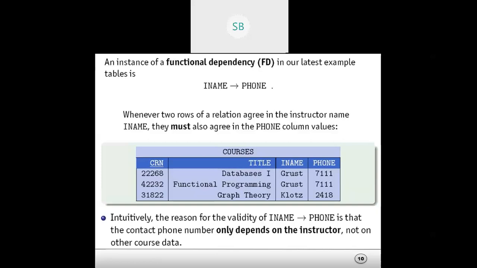Since I am teaching 4 different subjects, it doesn't mean I have to have 4 different phone numbers, right? My phone number will be the same, and it will be dependent on my name. It will not be dependent on the subjects I teach, right? Any confusion?